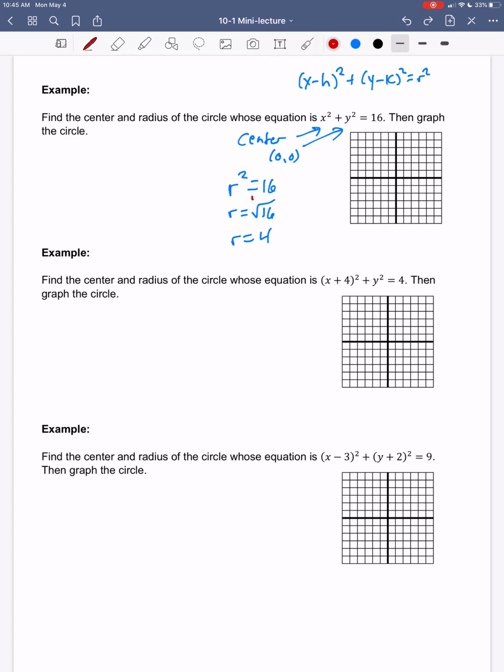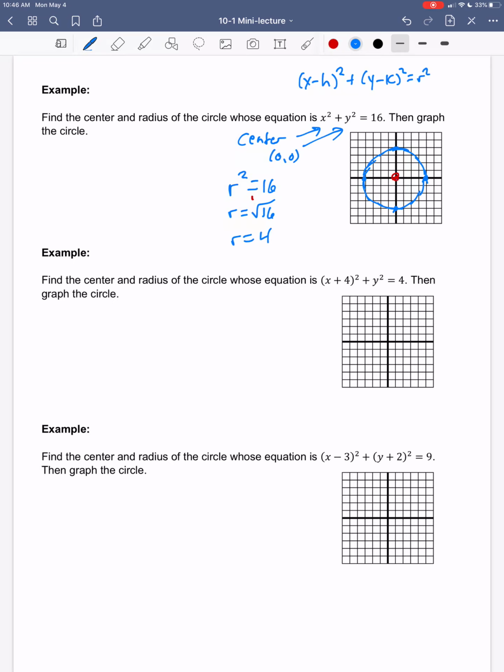So now to graph this, my center is at 0, 0. Now the center is not really part of the circle. The circle itself are the points that are on the circle. And so I move 4 away from this center. The easiest way to graph this circle is just start at the center and then move 4 right or left and 4 up or down. So I go 4 to the right, I go 4 to the left, I go 4 up, I go 4 down, and then we can just connect those points with a nice circle. Okay, so that would be the graph of the circle.